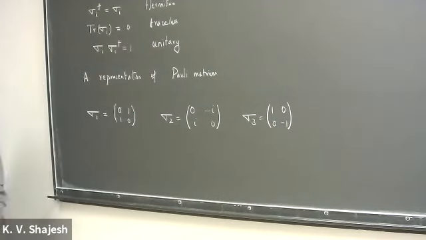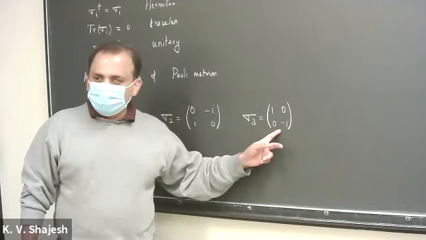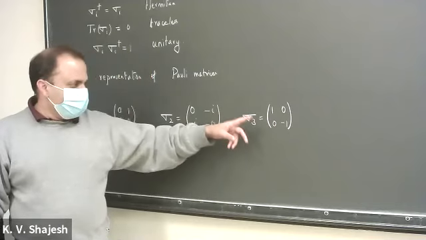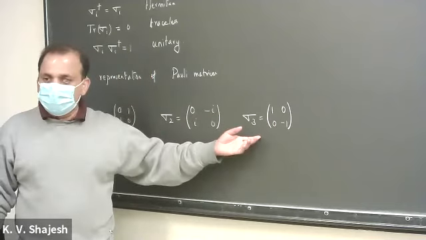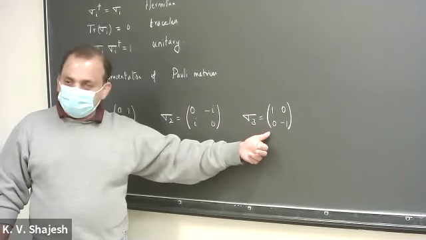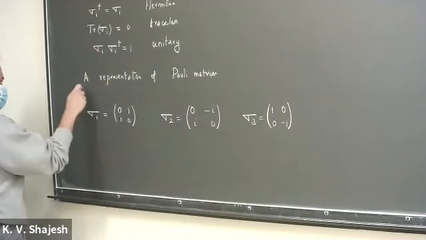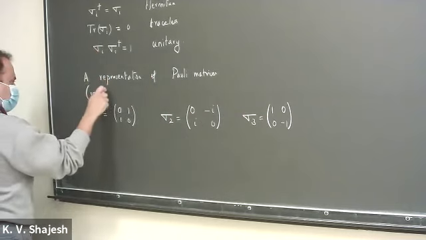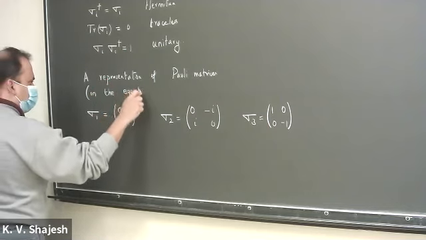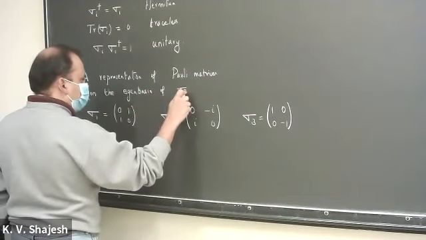Typically, the moment you see a diagonal matrix in a combination of matrices, it immediately means that this representation is in the basis of the eigenvectors of sigma 3. So let me state that: in the eigenbasis of sigma 3.